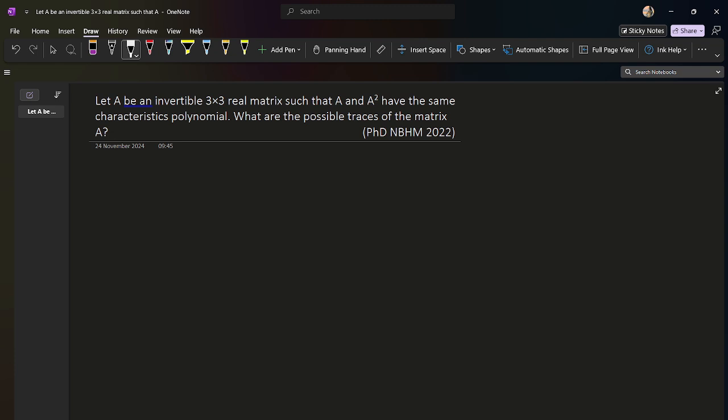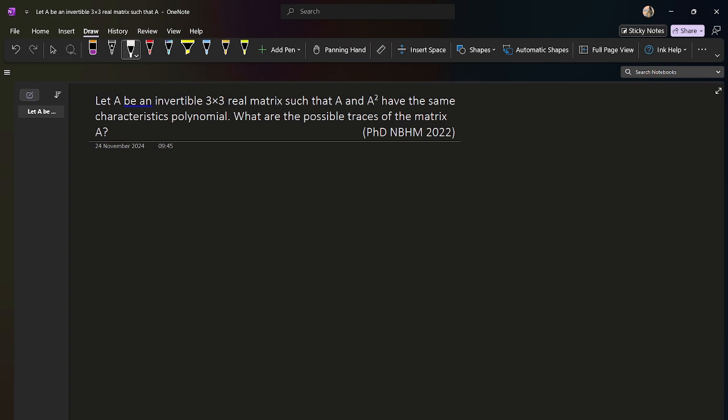This question came in our PhD entrance test from the year 2022. The question asks us: let A be an invertible 3 cross 3 real matrix such that A and A square have the same characteristic polynomial.